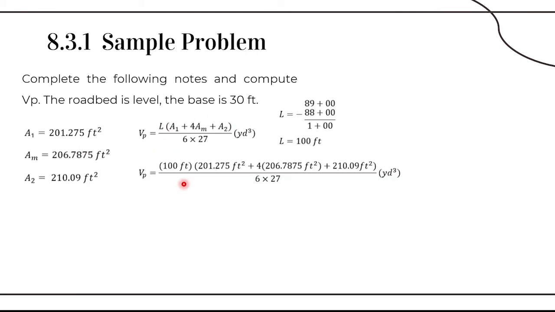To get the volume, we have 100 feet for the length, A sub 1, which is 201.275 square feet, plus 4 times the area of the midsection, which is 206.7875 square feet, plus the area of the end section, which is 210.09 square feet, all over 6 times 27 cubic yards. Now we input this in our calculator and we get the answer 764.515 cubic yards. So that is how you find the volume using the Prismoidal formula.